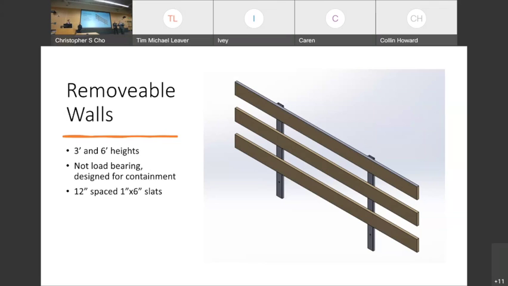You know, 1x6 inch planks running with a 12-inch spacing, 3x1 inch tube steel running for each of our posts. And for our side walls, these have each been spaced about 4 feet apart.